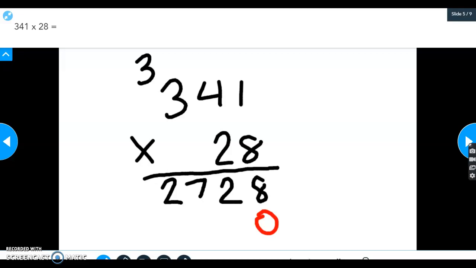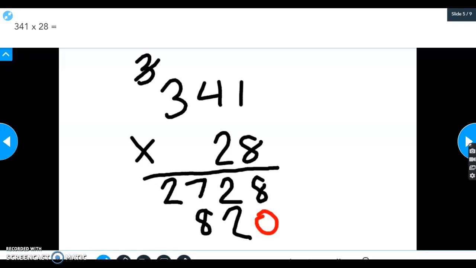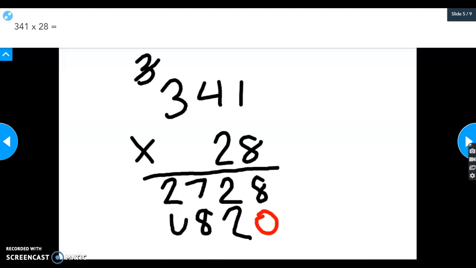So I have 2 times 1 is 2. 2 times 4 is 8. And I'm going to cross out this 3 because we don't need it this time since it belonged to when we were multiplying with our 8. And then last but not least, 2 times 3 is 6.